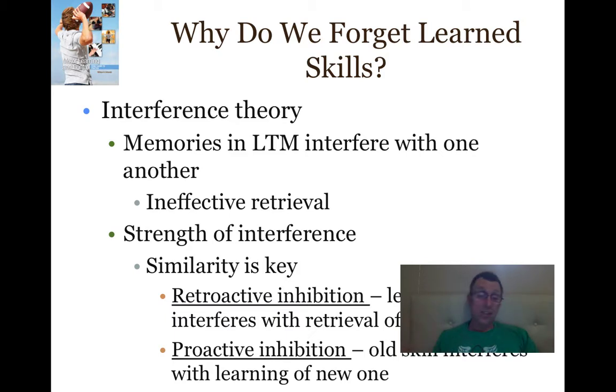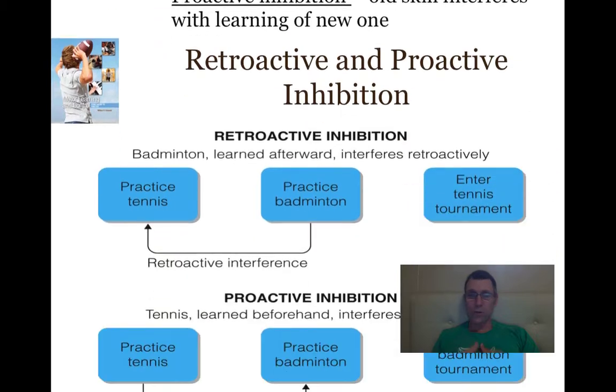Similarity of the skill is one of the key factors, and there are two types of interference that are discussed. One is called retroactive inhibition, and the other is called proactive inhibition. Retroactive inhibition is when learning a new skill interferes with the retrieval of an old one. So the example I just gave you, right? I used to play golf, now I play tennis. Is tennis messing up my golf? Proactive inhibition is when old skills interfere with the learning of a new one. When I learned to play tennis, I just kind of kept doing a golf swing when I was swinging the racket, so that old skill interfered with the learning of my new one.